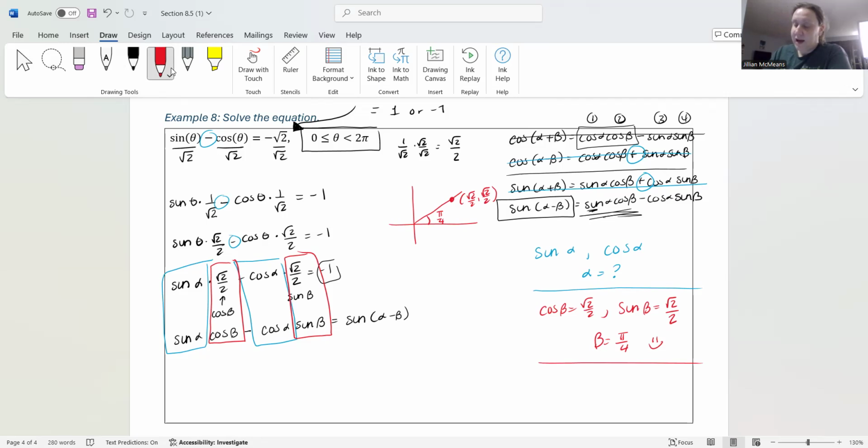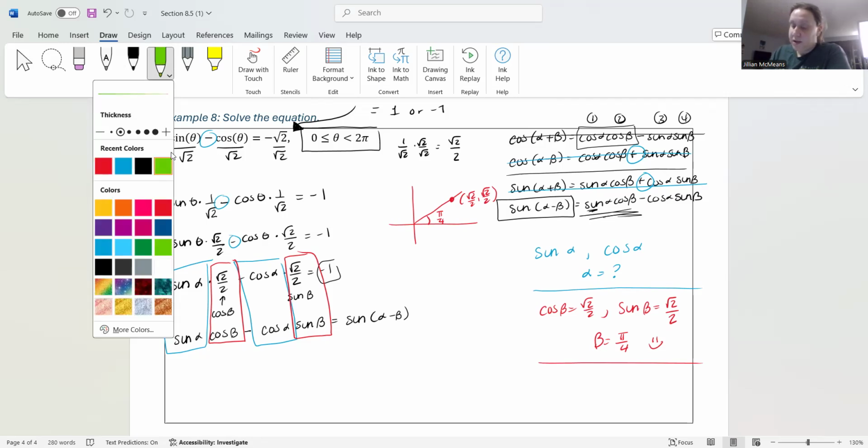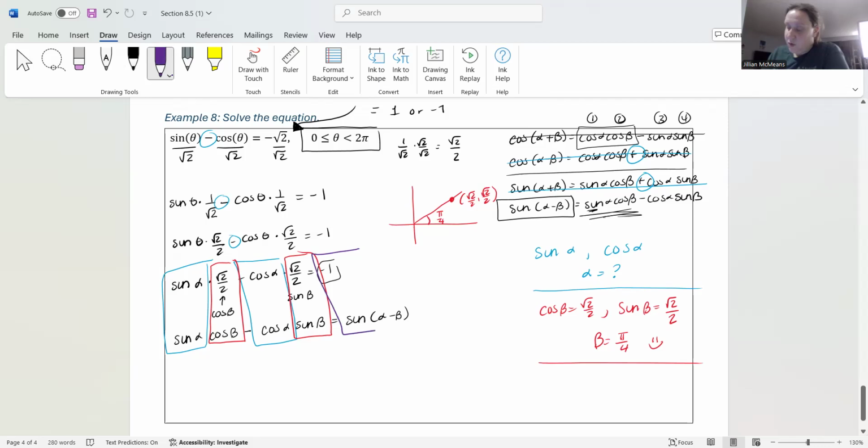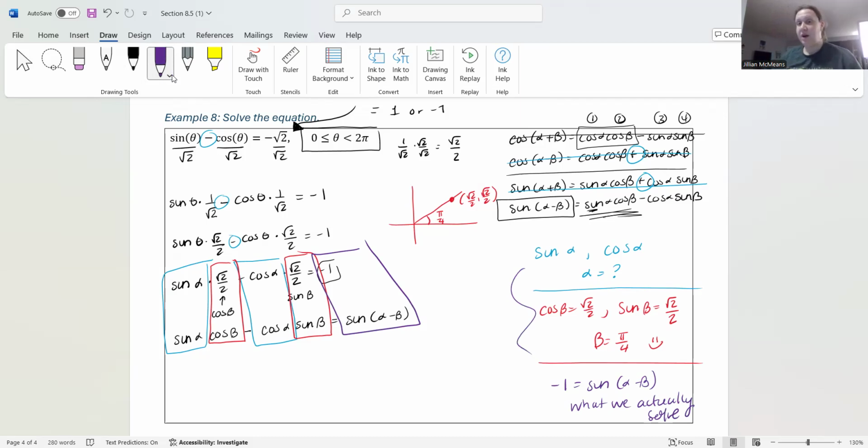And then the last kind of weird part, let's do it in purple. The last weird part is this -1 equaling sine of alpha minus beta. This is what we actually solve. But we needed this information up here first to get to that point. We need to figure out what alpha is. We know what beta is. We don't have a clue what alpha is, though.